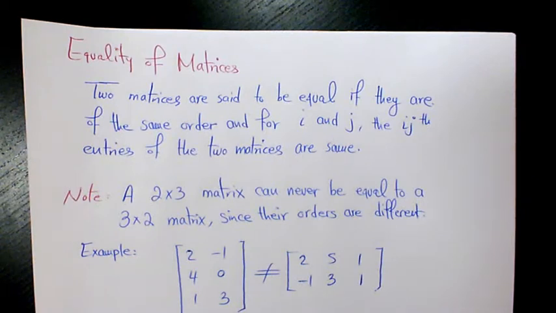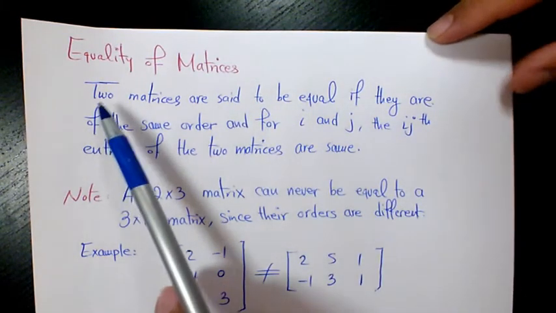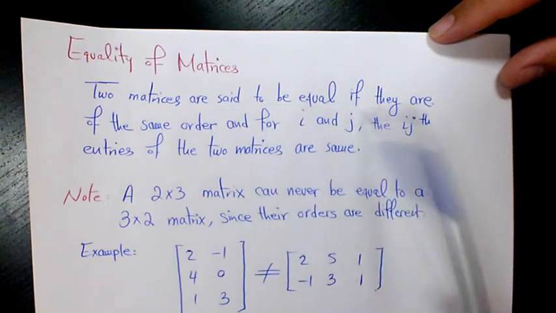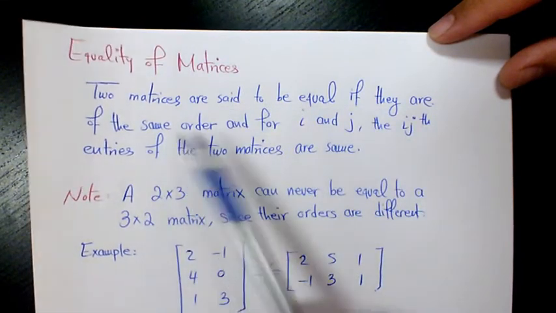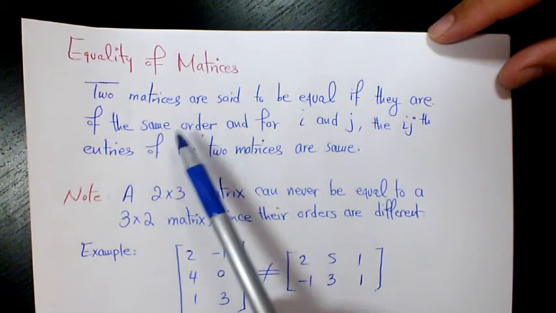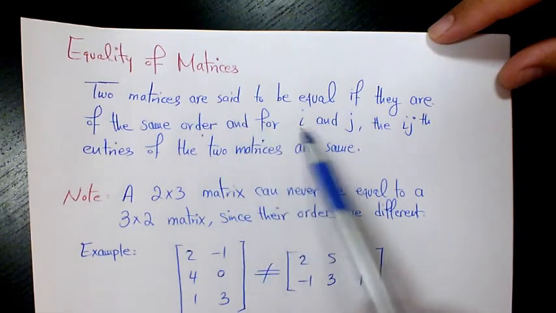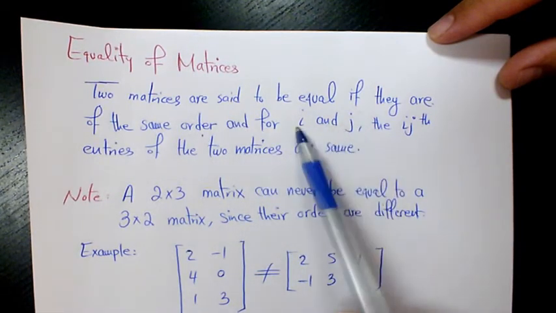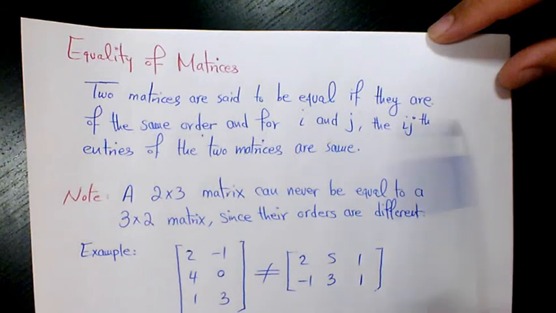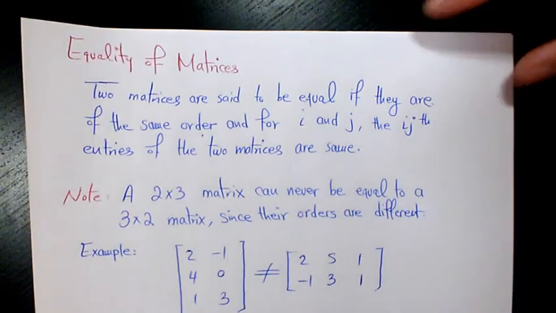Now I want to show you in what condition two matrices are equal, or equality of matrices. Two matrices are said to be equal if they are of the same order. That's very important, same order. And for i and j, it means that the ijth entries, or ijth elements, of the two matrices are the same.